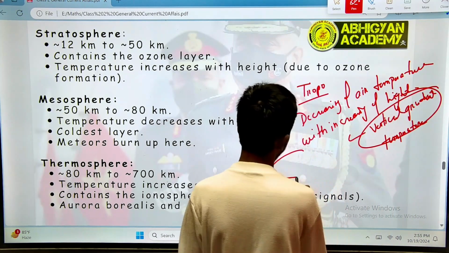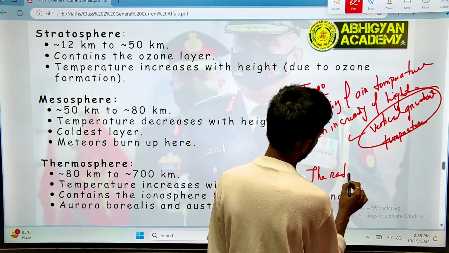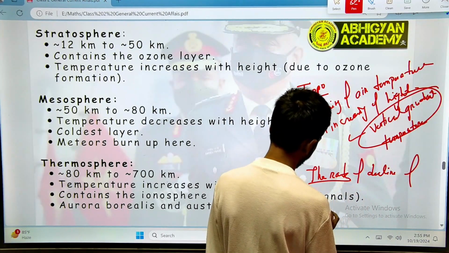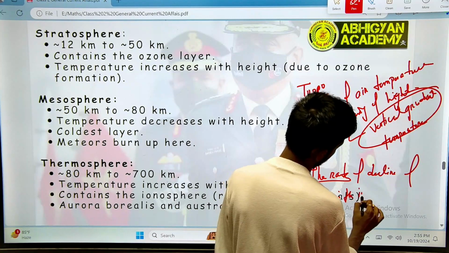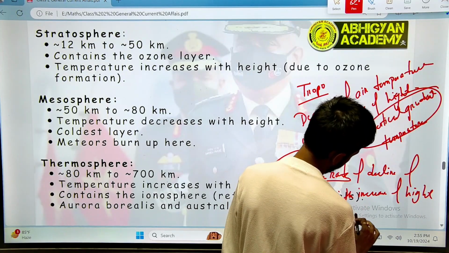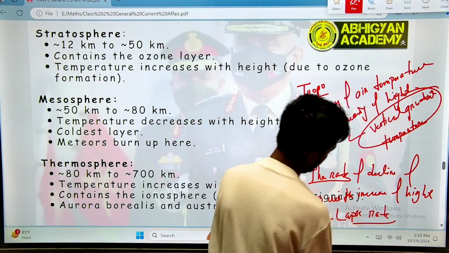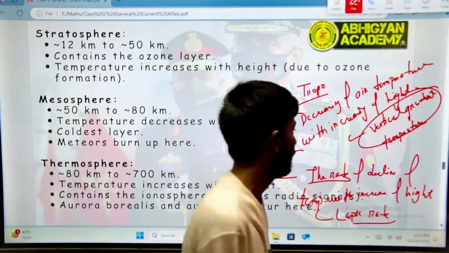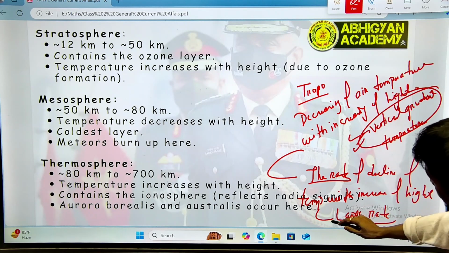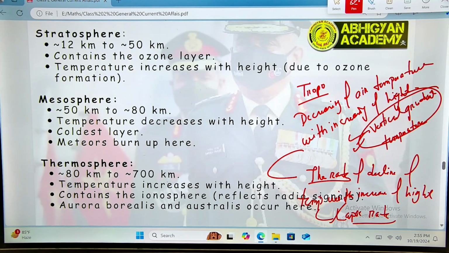Now again, one more thing: the rate of decline of temperature with increase of height is called the lapse rate. So the phenomenon of decreasing air temperature with increasing height is called the vertical temperature gradient, and similarly the rate of declining of the temperature with increasing of height is called the lapse rate. These are very important terminology that you have to remember from your exam point of view, the vertical temperature gradient and the lapse rate.